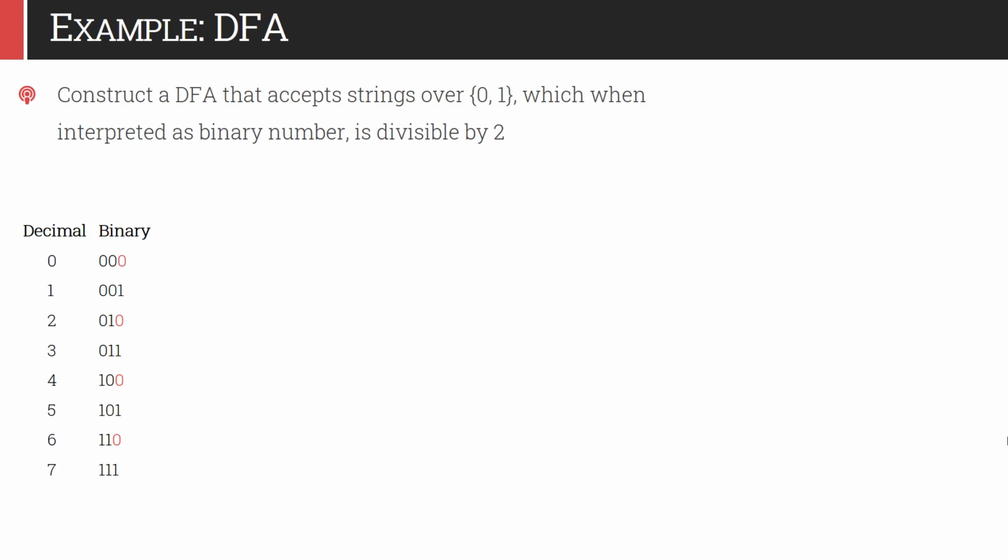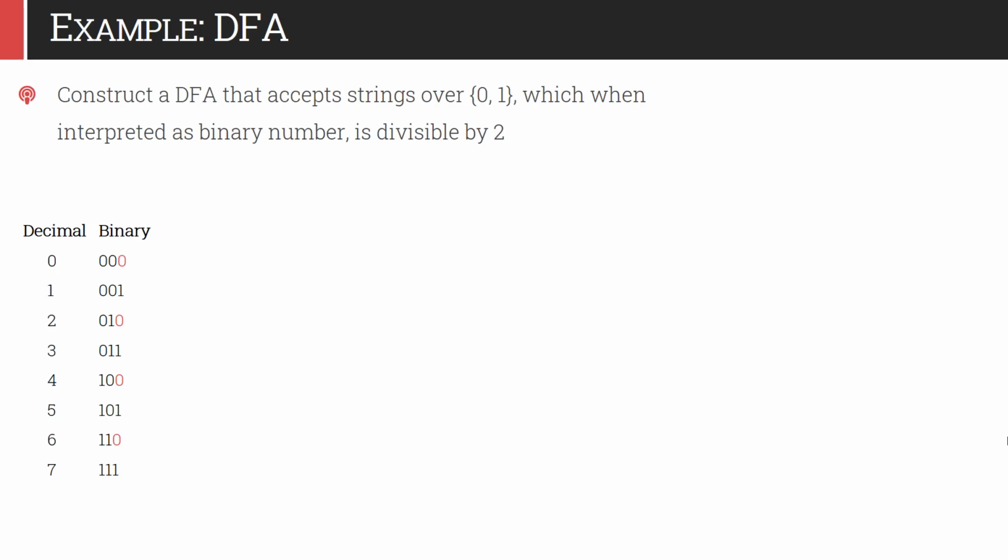Let us make a simple inspection. On the left hand side we have a decimal number, on the right hand side we have a binary. The binary equivalent of 0 is 000, of 1 is 001, of 2 is 010, and so on. If we observe carefully, for all the even decimal numbers, when we convert them into binary, their last digit, or the least significant digit, is 0, which is highlighted in red.